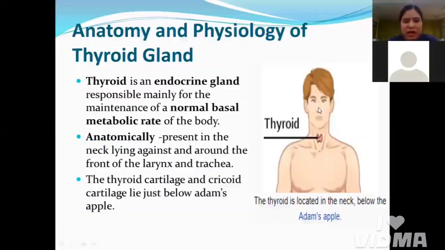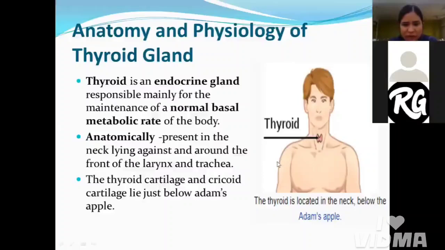Okay. And anatomically, it is present in the neck. Everybody knows it. And it is of butterfly shape. Okay. It lies against the voice box, that is the larynx and the trachea. Trachea is your windpipe and larynx is your voice box. So, and just below the Adam's apple, the thyroid is located. Okay, the thyroid cartilage and cricoid cartilage lie just below the Adam's apple.